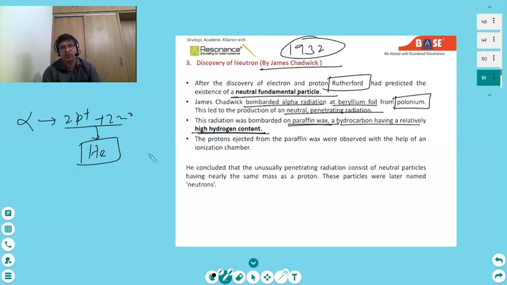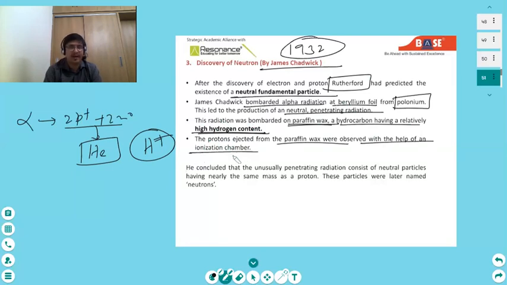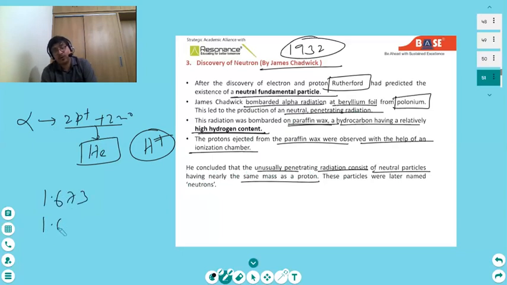Hydrogen content means, when it is ionized, this is a proton. So the protons ejected from paraffin wax were observed with the help of an ionization chamber and detected by the detector. So he concluded that the penetrating radiation consists of neutral particles having nearly the same mass as a proton, but there is a difference. Proton is 1.673 and neutron is 1.675, 10 to the power minus 27 kg.